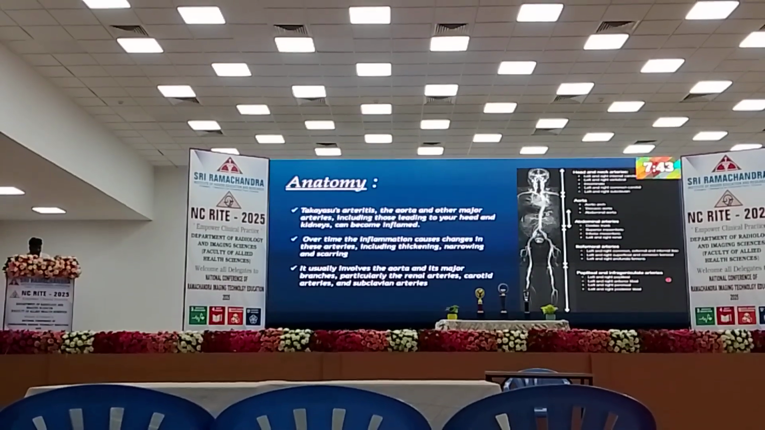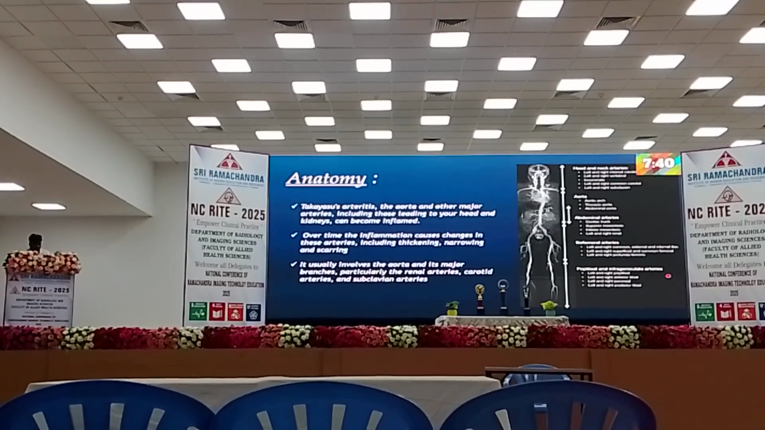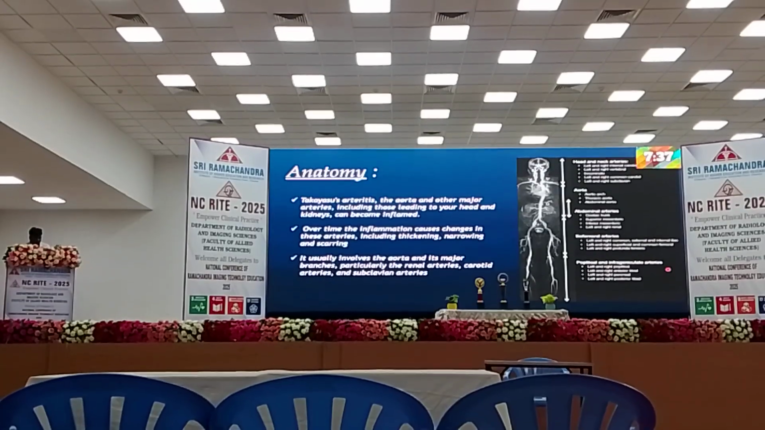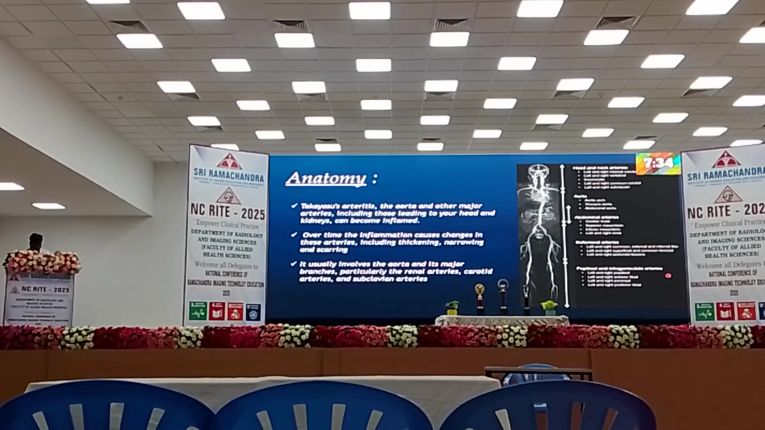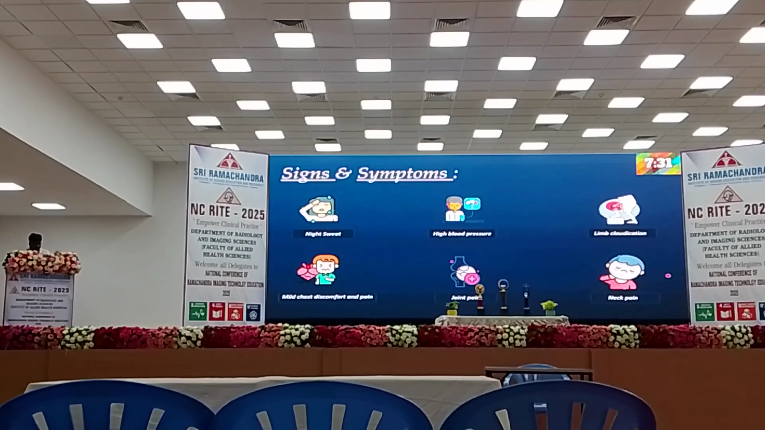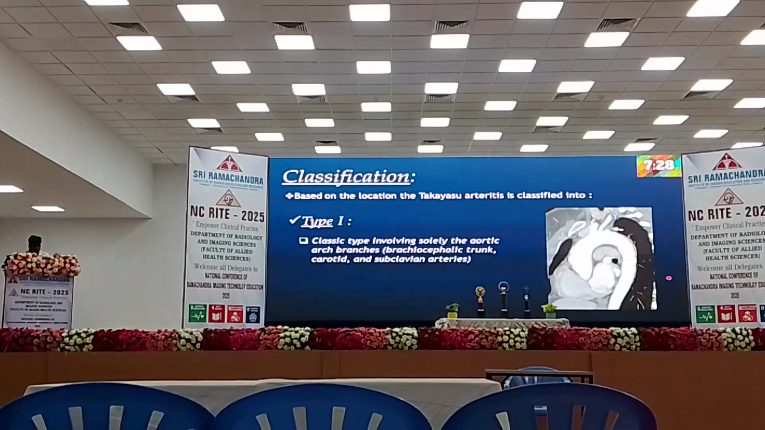Anatomy. In Takayasu Arteritis, the aorta and other major arteries, including those leading to the head and kidney, can become inflamed. It usually involves the aorta and its major branches, particularly the renal arteries, carotid arteries, and subclavian arteries. Signs and symptoms: night sweats, high blood pressure, limb claudication, mild chest discomfort and pain, joint pain, and neck pain.